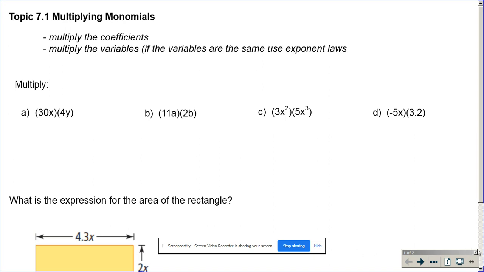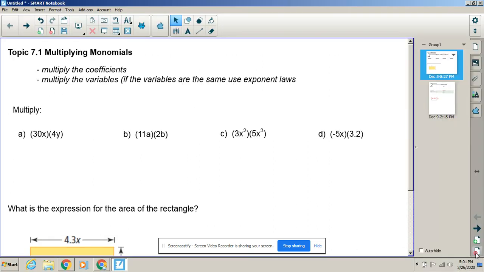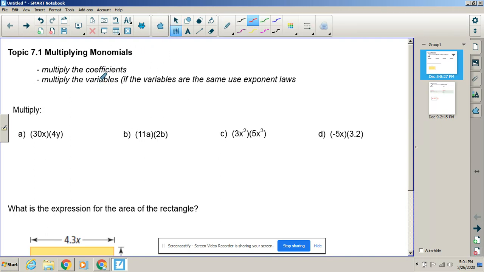The multiplication of monomials is fairly straightforward. In order to multiply monomials, we're going to multiply the coefficients, which are the numbers attached to the variables. So in this first example A, the coefficients are 30 and 4. We multiply those together. And then the next step is we just multiply the variables, which are the letters. And if the variables are the same, we will use some exponent laws to multiply those. So let's do these first four examples and see how we do.